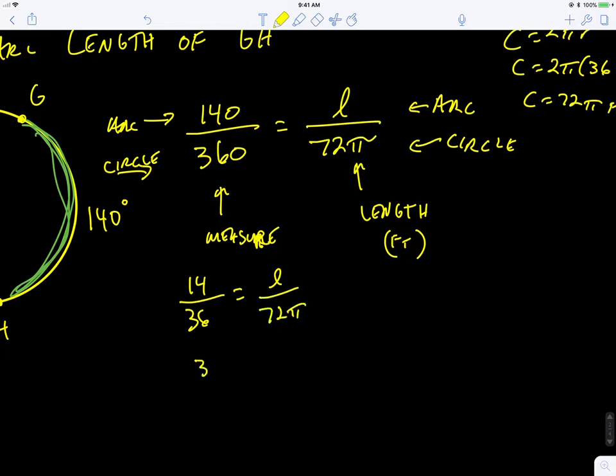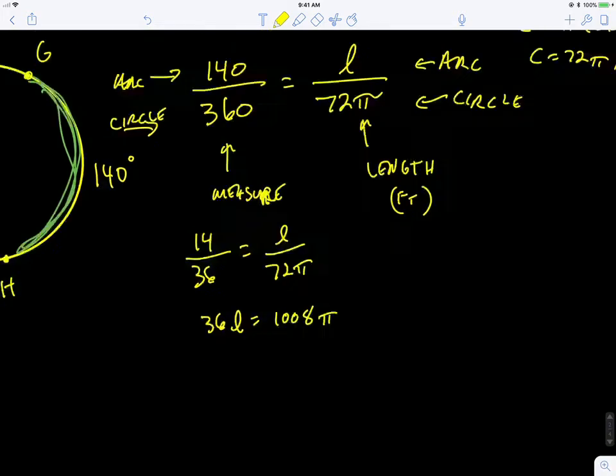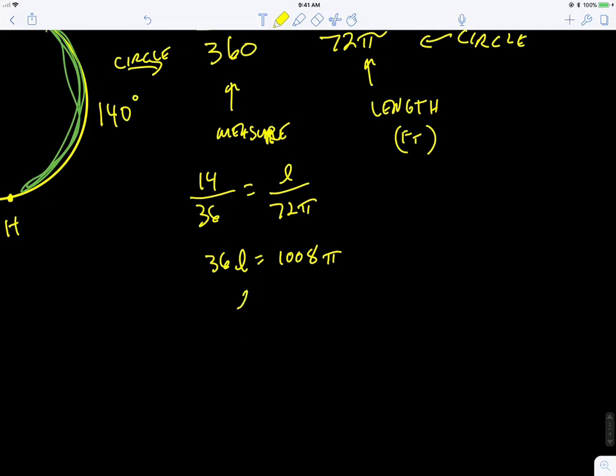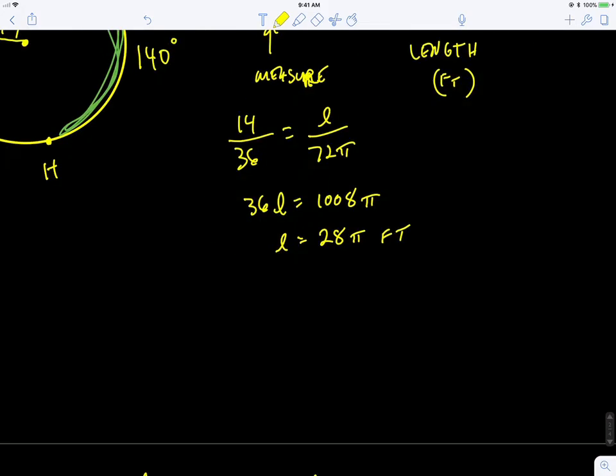So now I cross multiply. I get 36L equals 14 times 72 is 1008 pi. So I'm going to divide both sides by 36, and I'm going to get 28 pi feet. That's the length of that arc. If you don't know how long that is, you can use 3.14 for pi. If you want to approximate, you'll get about 88 feet. So that's how you find arc length.